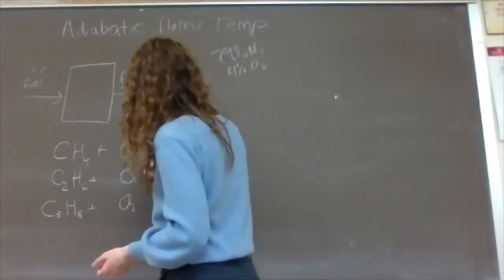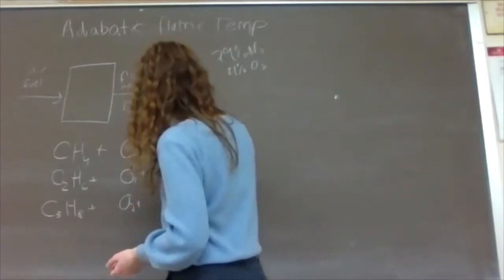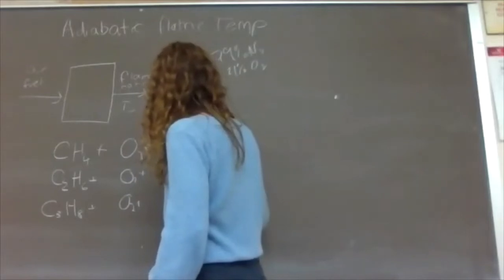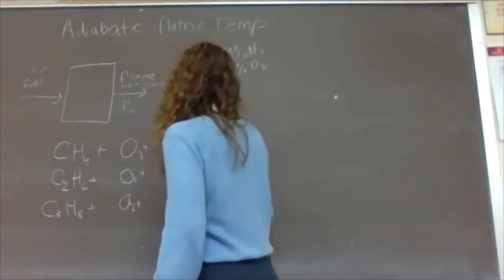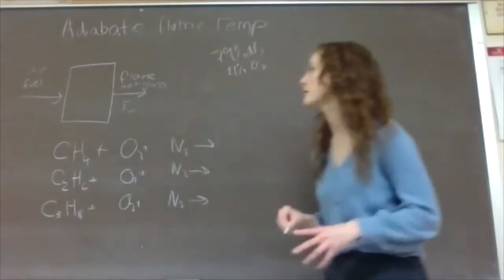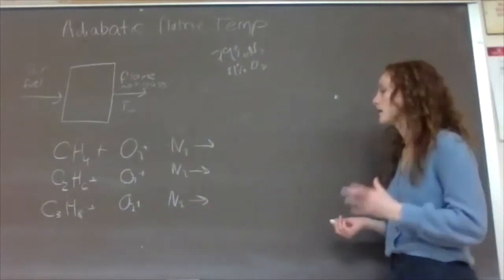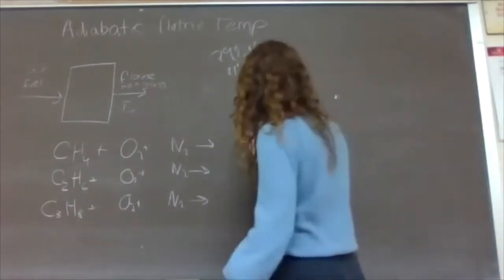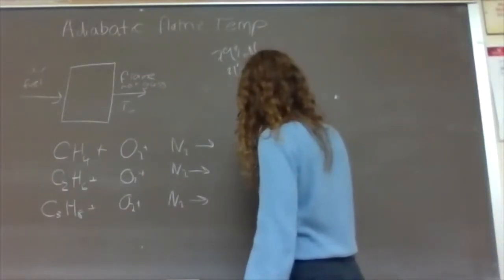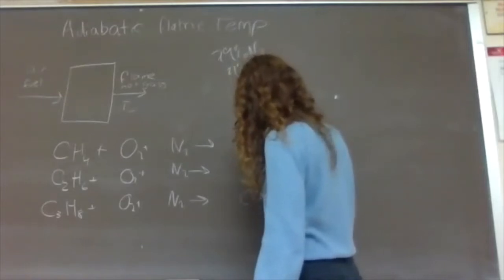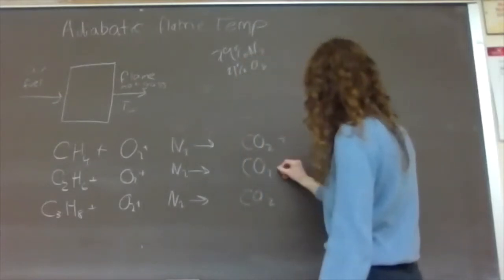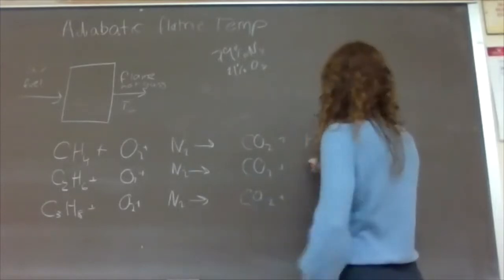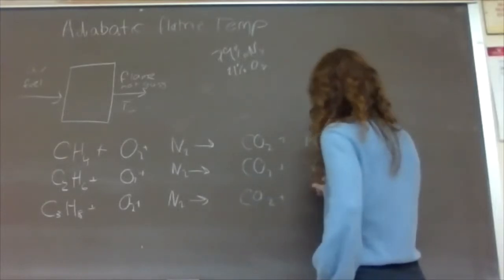And since we're making flame and hot gas, this is a combustion equation. And therefore, when we do a combustion equation, your products are going to be CO2 and water. In this case, since we have nitrogen, nitrogen will also be a product.